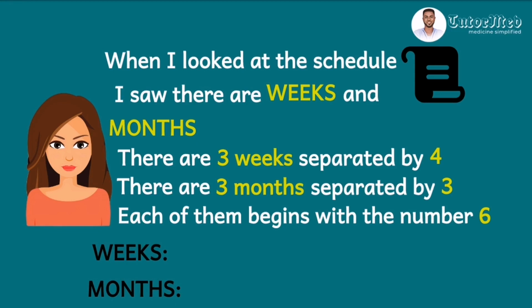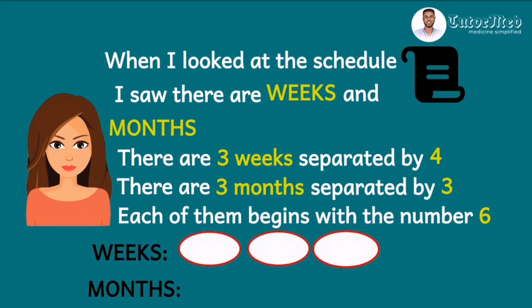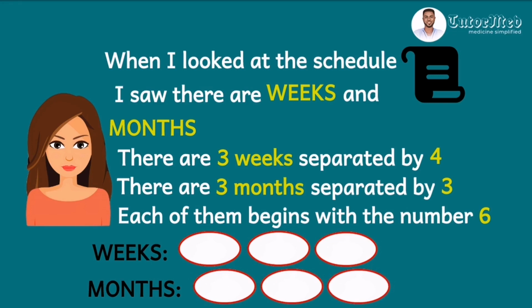And there are 3 weeks and there are 3 months. So for the weeks, we have week number 1, 2, and 3. And for the months, we have month number 1, 2, and then 3. Please notice that this is outside of the first and the last she had already studied, I mean the birth and the 18 months.